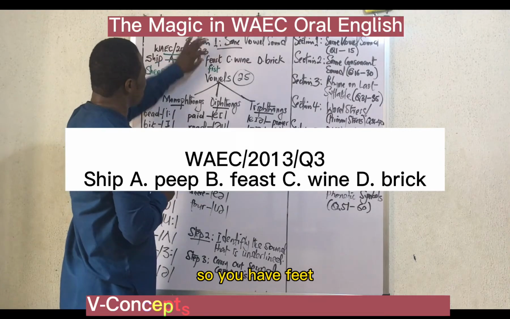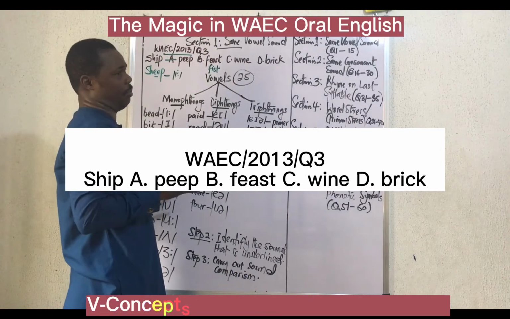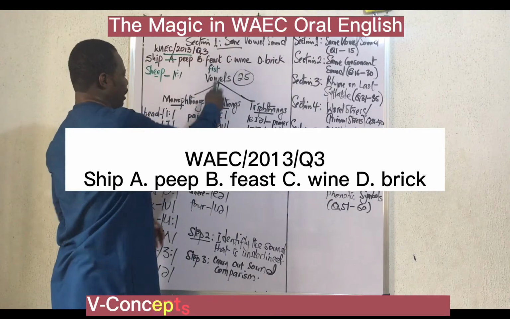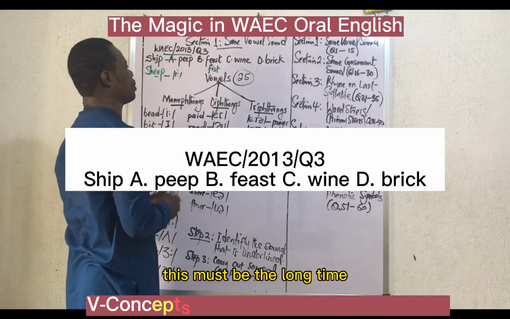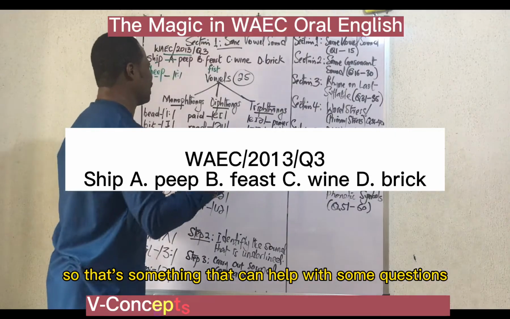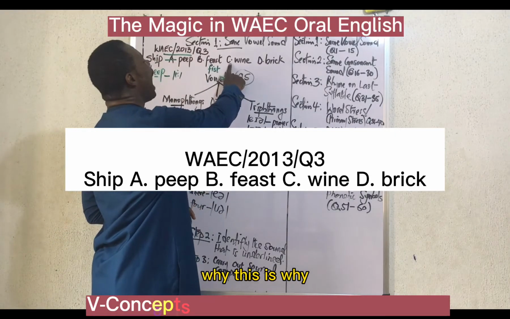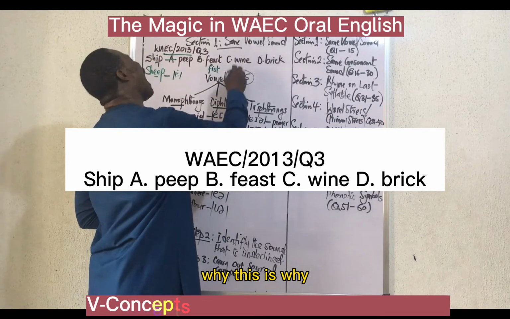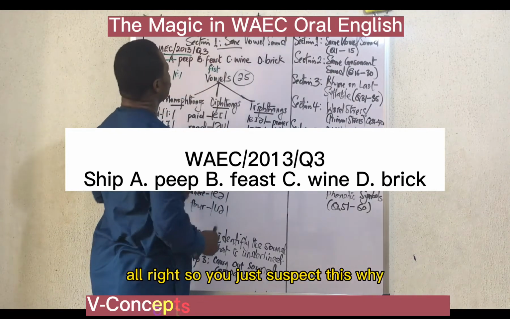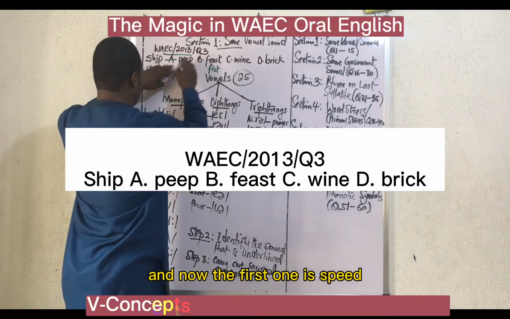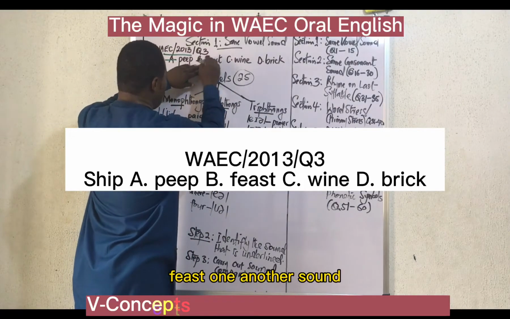So if you have feast, you say, why do you want to sound this neighborhood? Okay, that doesn't sound like feast. So automatically you cannot compare them and say, okay, definitely this must be the long sound. So that's something that can help with some questions. Then you have wine. This is wine. So you can just suspect this, wine. And now the first one is speed, feast, wine.